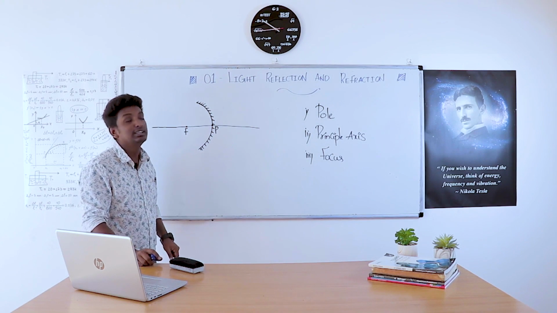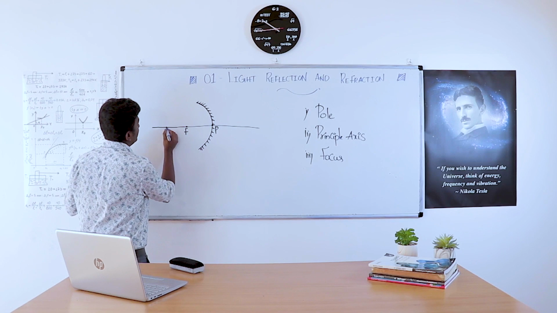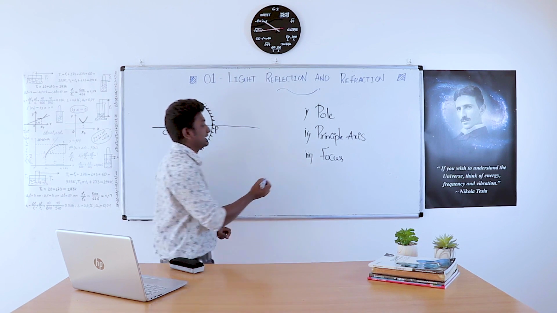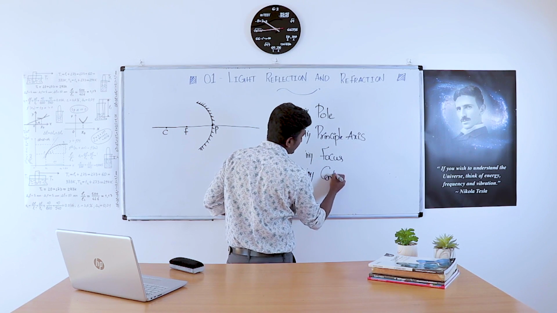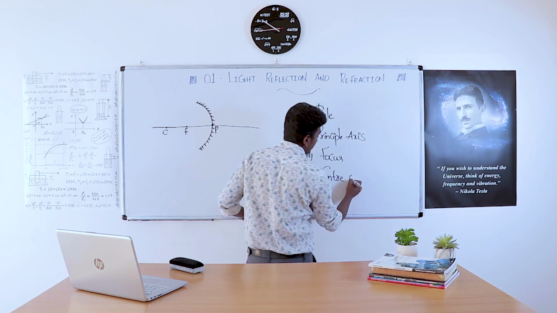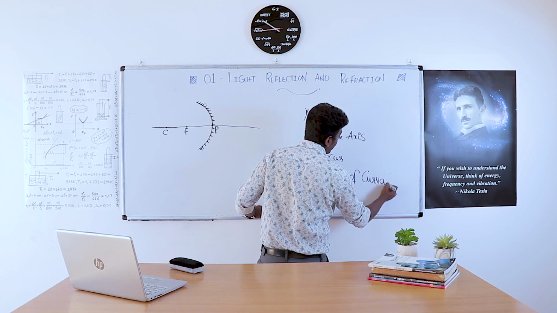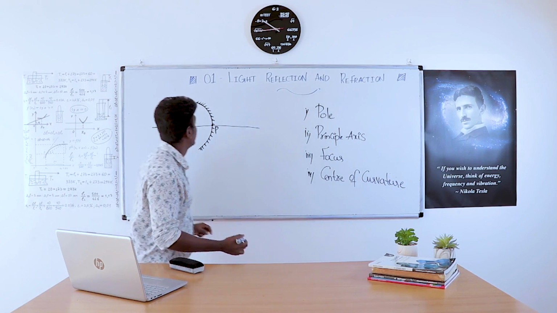This point is the focus of the mirror. The next point I am marking is C. C means center of curvature. What do you mean by center of curvature of a mirror?